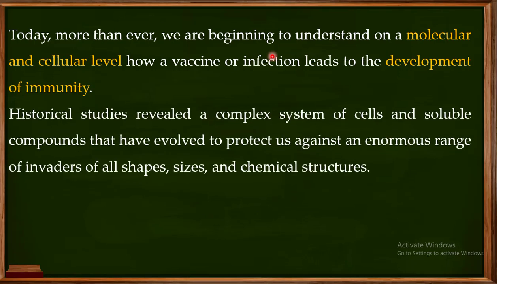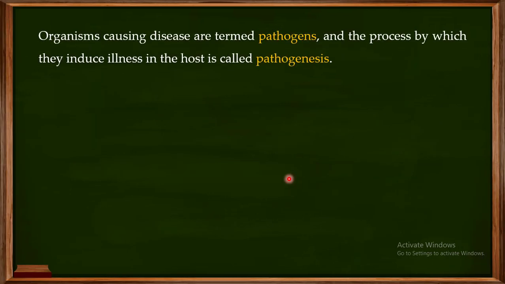If you look at these historical studies, they revealed that there is a complex system of cells and soluble compounds, and these cells and soluble compounds have evolved to protect us against an enormous range of invaders of all shapes, sizes, and chemical structures. The organisms that cause disease are known as pathogens, and the process by which these pathogens induce illness in the host is called pathogenesis. So the causative agent is known as the pathogen, and the mechanism by which pathogens cause disease in the host is known as pathogenesis.